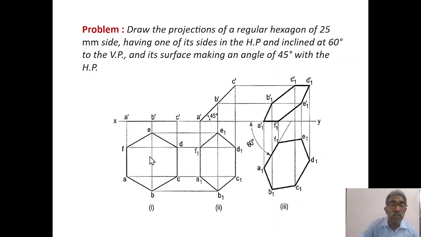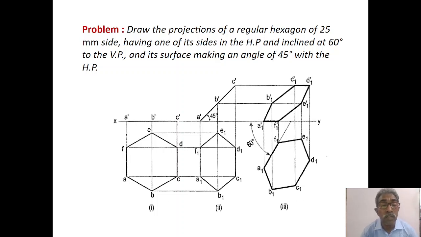Okay, now here a hexagonal plane is given, a regular hexagon of 25 millimeter side. Now the question is how to draw the hexagon. How to draw the hexagon means what is the position of the hexagon: whether two sides remain vertical in the true shape, or two sides remain horizontal. That also you have to decide, and that depends upon the side of the plane.